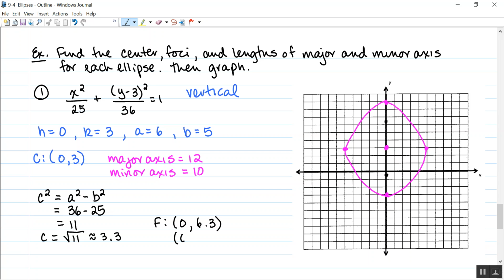And my other one is also going to be 0, and it's this point down here, and that's going to be a -3/10. And those are my foci.